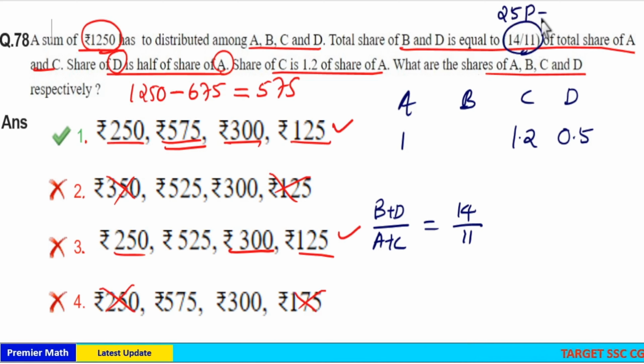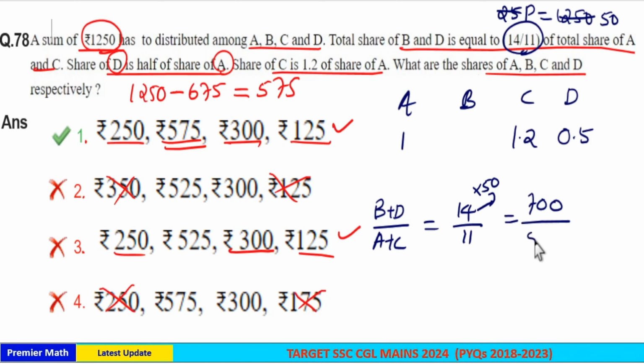So 25 parts here is given as 1250 in the question, which means 1 part is equal to 50. If 1 part is 50, then 14 parts is equal to 14 into 50, which is 700. And 11 parts is equal to 11 into 50, 550. Now here B plus D is equal to B plus 0.5 and A plus C is equal to 2.2.